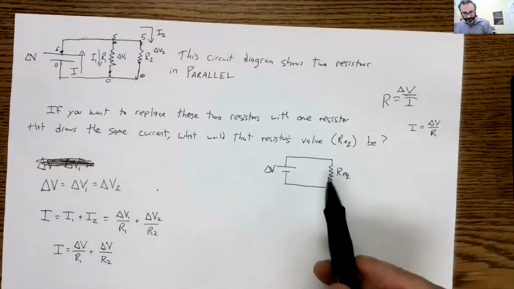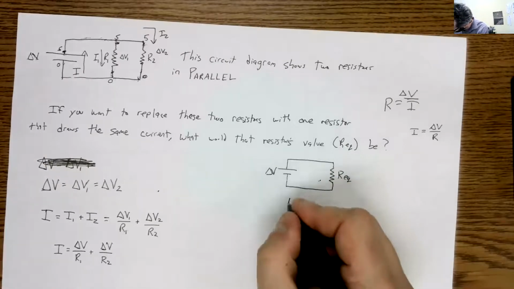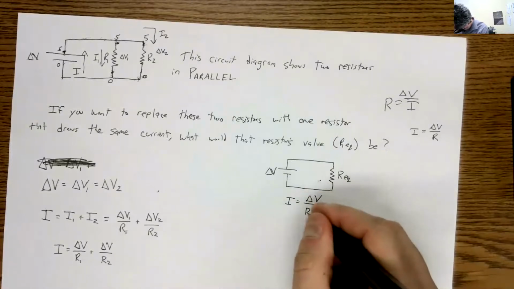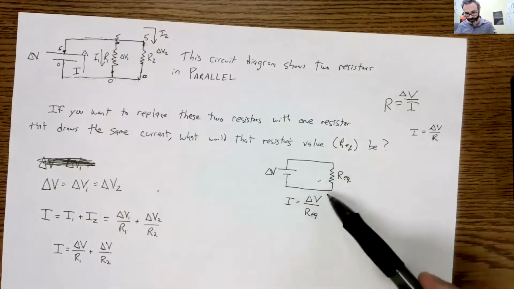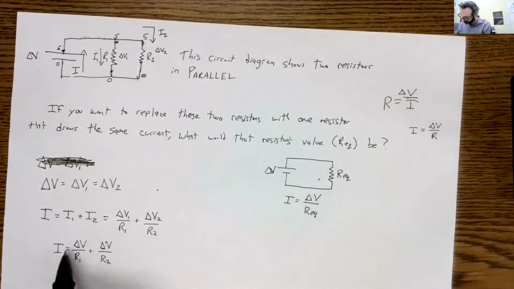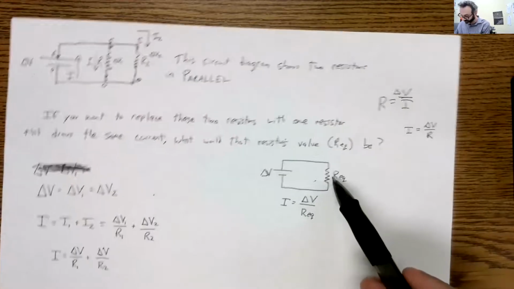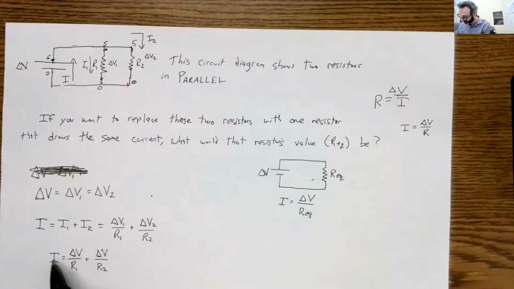And if I look over at my equivalent circuit, that's simpler to figure out. The current here is just delta V over my equivalent resistance, since that's the only resistor there. So let me set these two equal to each other now. The idea is we want this resistor to be such that the current going through the battery is the same in both cases. So that's why we have I here, and these two have to be the same.